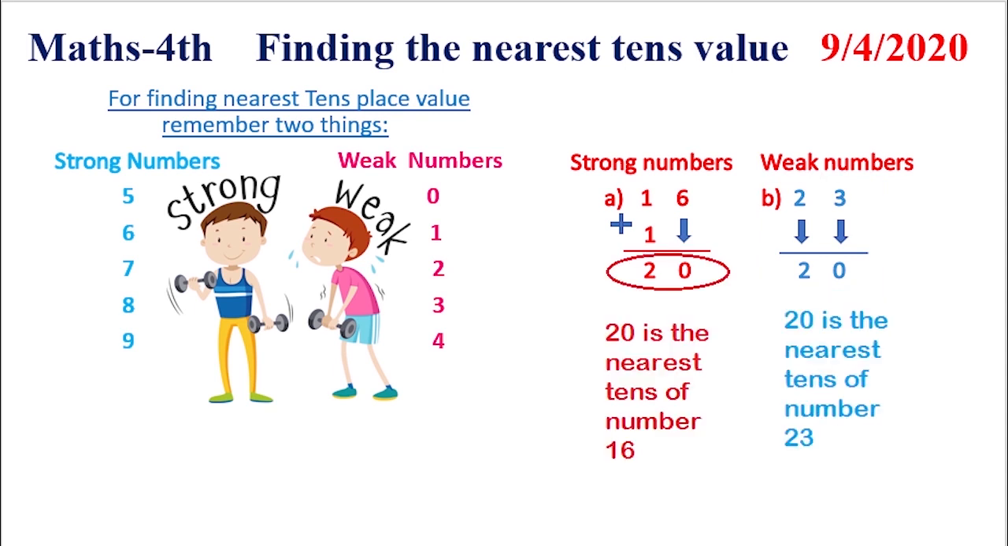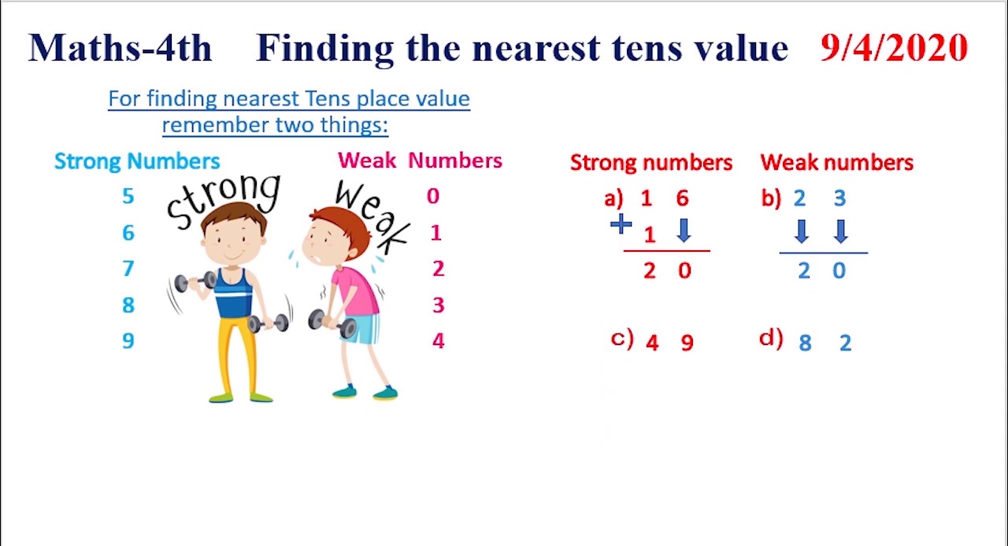Now check how to write the answer. 20 is the nearest tens of number 16. And 20 is the nearest tens of number 23. This is how you need to write the answer in a sentence when you solve the exercises. Understood? Now let's solve a few more examples.